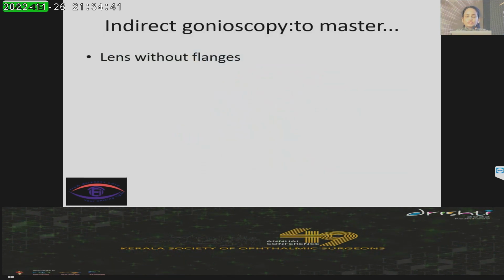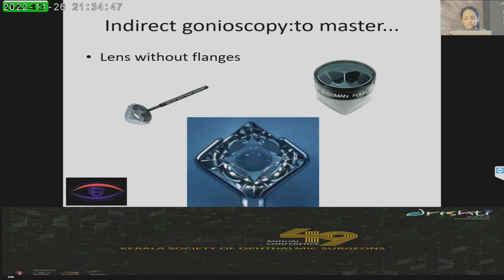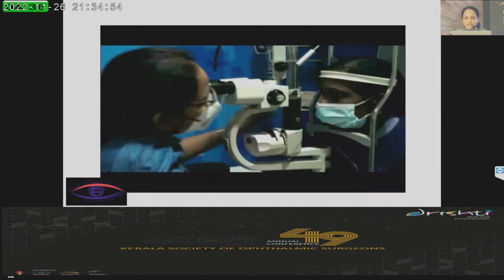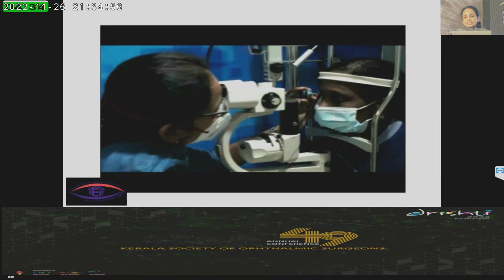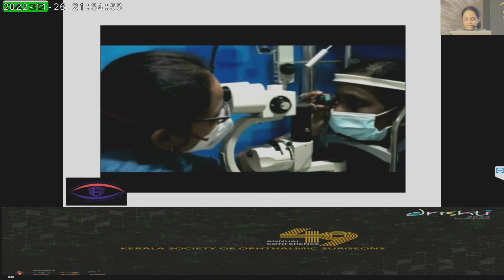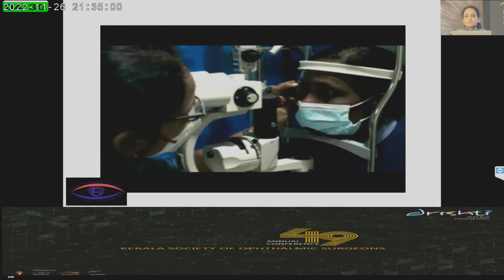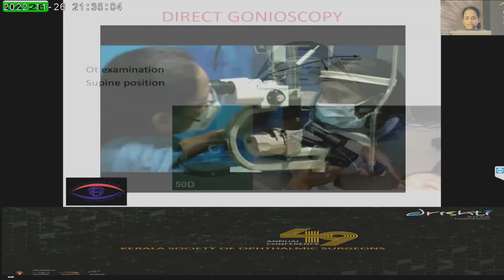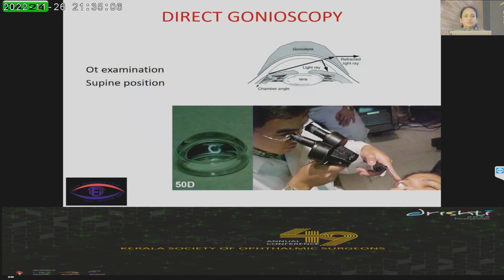Once you have learned gonioscopy, to make the procedure simpler, you can switch to four mirror lenses, either a Posner, a Sussman or a Zeiss lens. These lenses are also called the corneal type of lenses. Here you need not use a coupling agent. You can just instill a drop of proparacaine and straight away place the lens. This procedure is more comfortable both for the examiner as well as for the patient, and it is less time consuming. Direct gonioscopy is an OT examination technique.